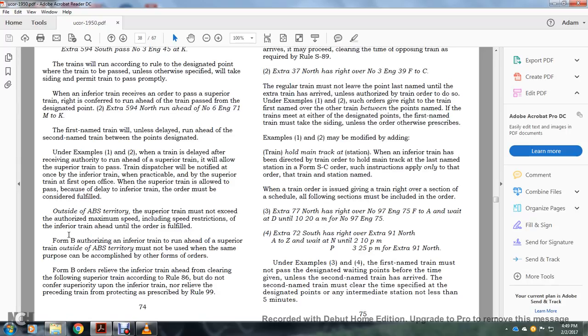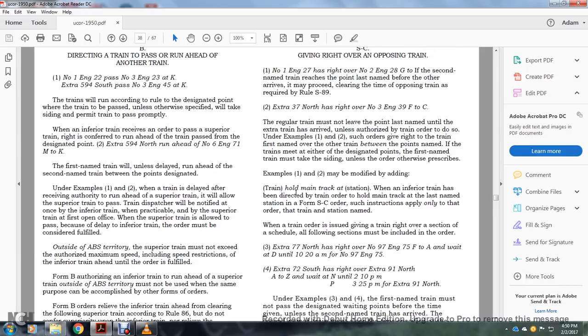Outside the absolute block signal territory, the superior train must not exceed the authorized maximum speed and must include speed restrictions of the inferior train ahead until the order is fulfilled. Form B is for authorizing an inferior train to run ahead of the superior train outside the absolute block system, and is not to be used if the same purpose can be accomplished by other forms of orders. Following Form B orders, relieving the inferior train ahead of the clearing of the superior train according to Rule 86 does not confer superiority upon the inferior train, nor relieve the preceding train from protecting as prescribed in Rule 99.